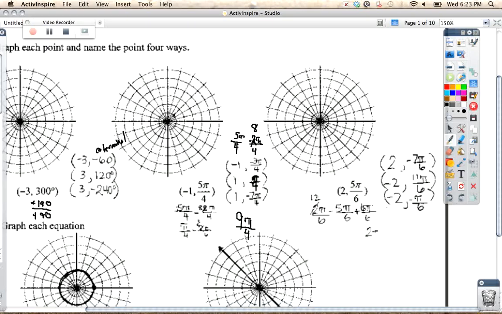Then I'm going to go out 2, so if I go 1, 2, that's going to put me right here. Oop, let me try that again. Using a different pen than I usually do. So again, that's going to be right here.